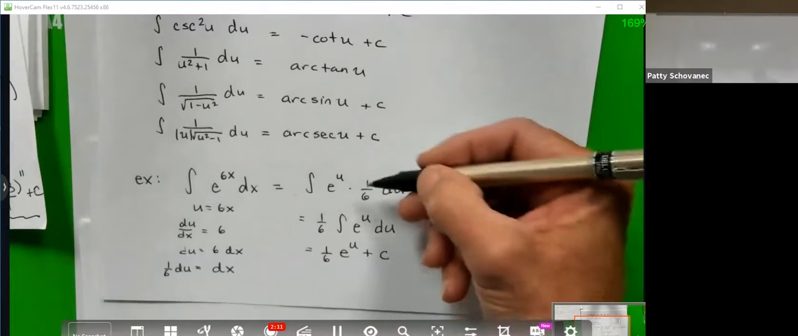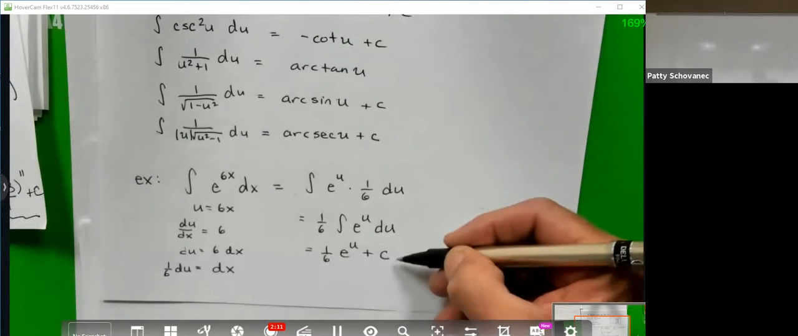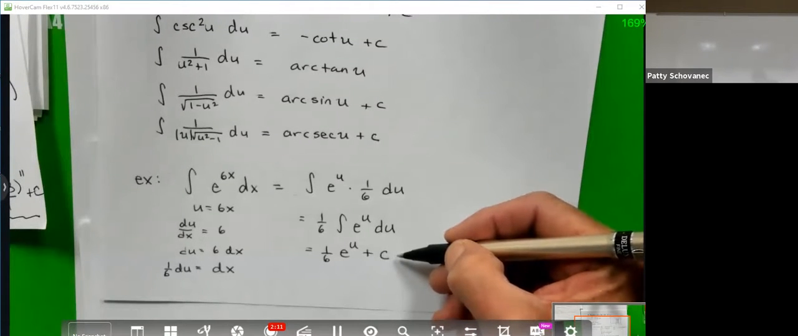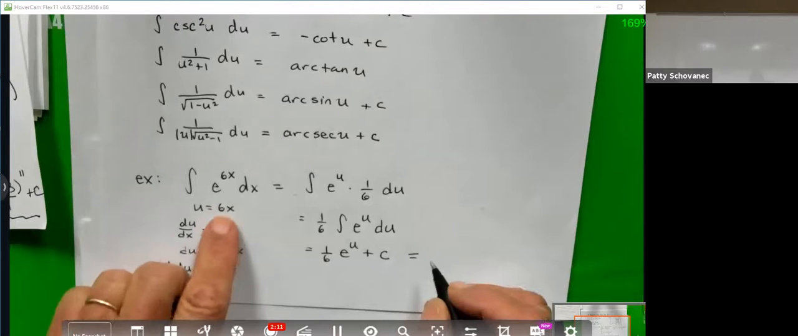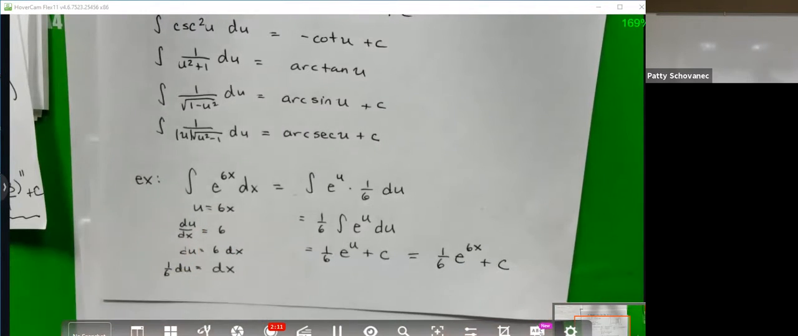So you trick it into being a basic integral in terms of our new variable. You compute the antiderivative in terms of the new variable. And then in the end, replace the composite part. Like that.